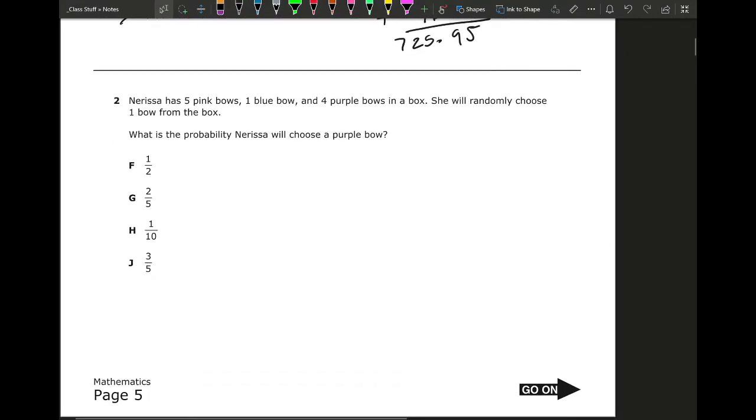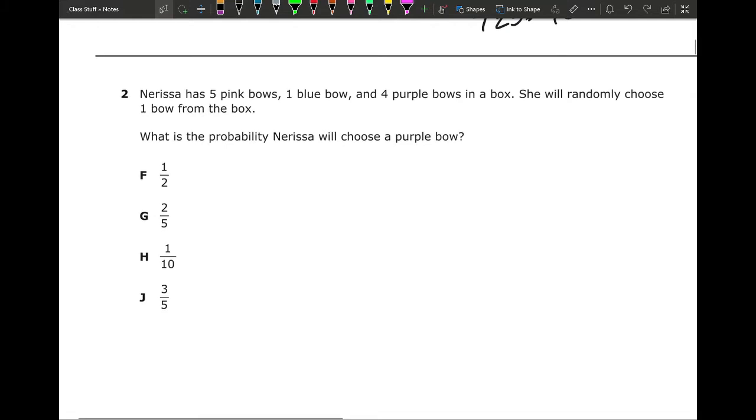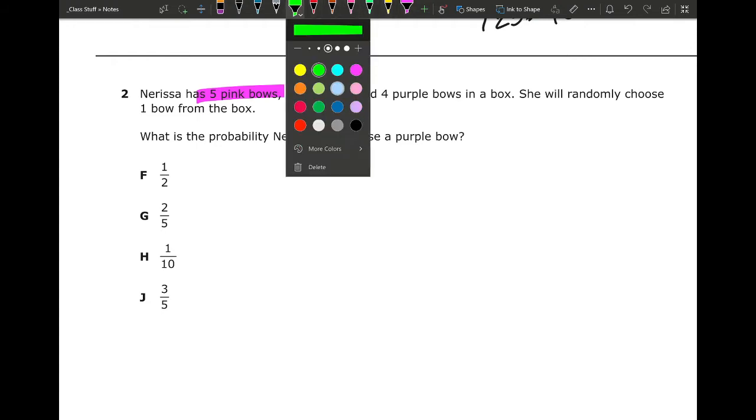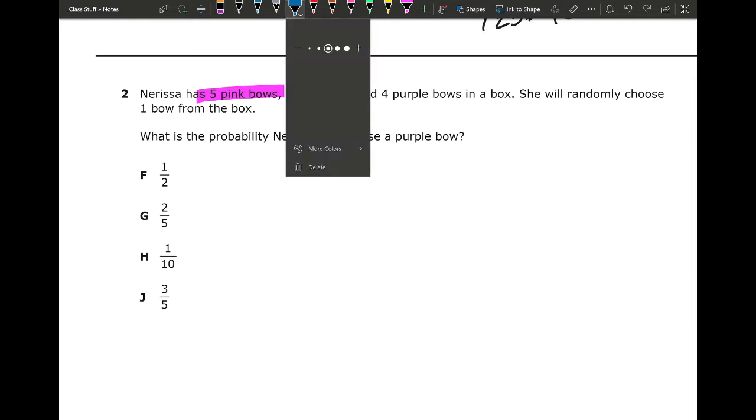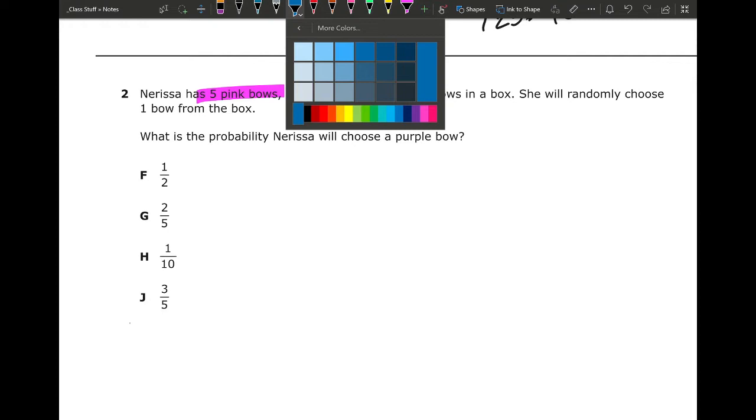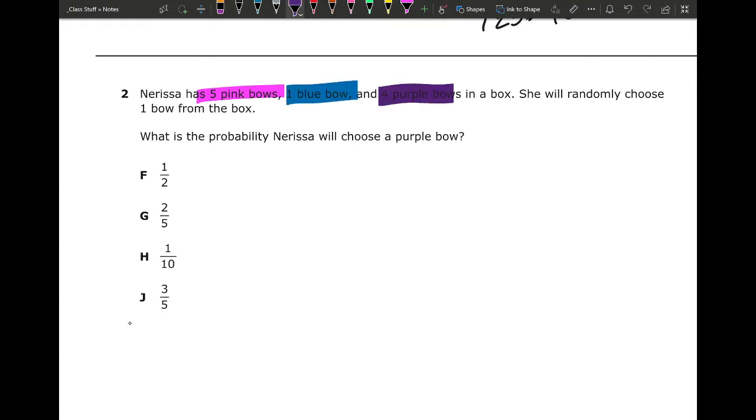Let's move to number 2. Says Narisa has 5 pink bows. She has 5 of them. 1 blue. And 4 purple. What does and means before we move on? And. What does it mean by and? We're gonna have to what? Add, right? And means to add.